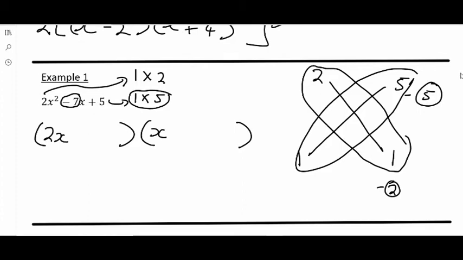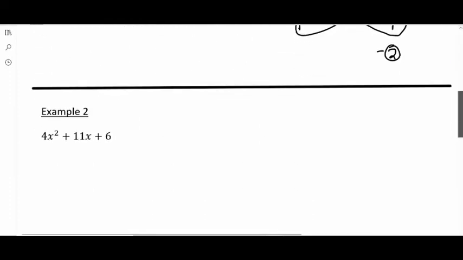Therefore, the 2 and the 5 need to go together. Remember I said it was minus, minus, minus, minus. That should cover our bases on that one. Well, let's try the next one.